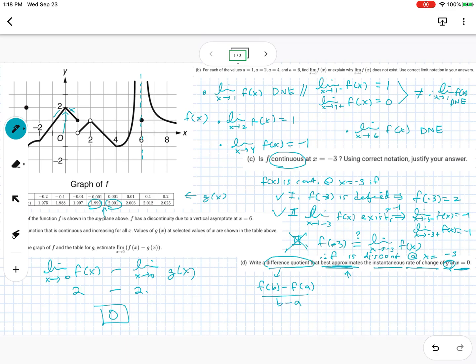So g would be our table. And so when we look at our table, the best approximation of 0 would be this one and this one because they're the points that are closest together. And so we use those two guys. We use negative 0.001, 1.999. And then we also use 0.001, 2.001. And then we apply that here. So 2.001 minus 1.999 all over 0.001 minus negative 0.001. And that would lead me to an answer of 0.002 over 0.002, which is equal to 1. Okay?